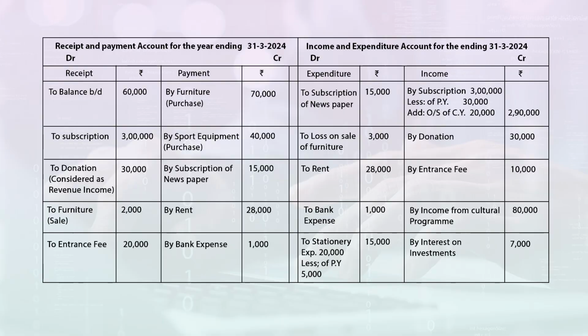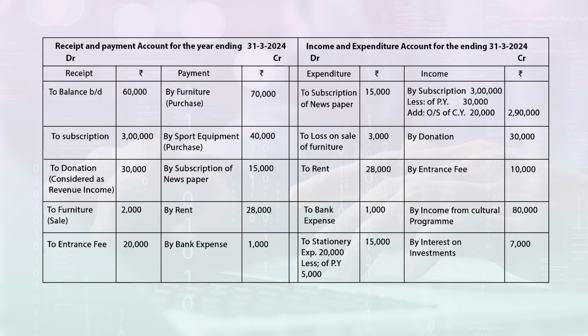Now finally, let us prepare receipt and payment account and income and expenditure account. Let us begin with the receipt and payment account of the year ending 31/3/2024. On the debit side, the very first item is balance brought down which is of rupees 60,000. Then there is subscription amount of rupees 3 lakhs.